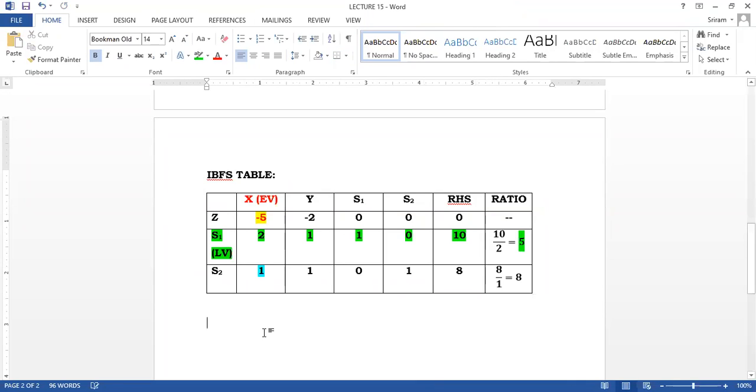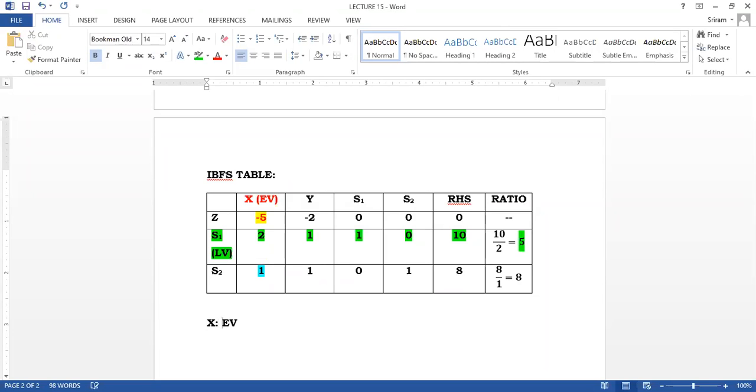So for the first IBFS table, we formed it from the constraints, then we found the entering variable, and now we have found the leaving variable. From this, we are going to find the next table, table 1. We are going to leave S1 and enter X using the rule. Now, how do we find the entering variable? We gave the rule: the entering variable is called X. X is our entering variable.